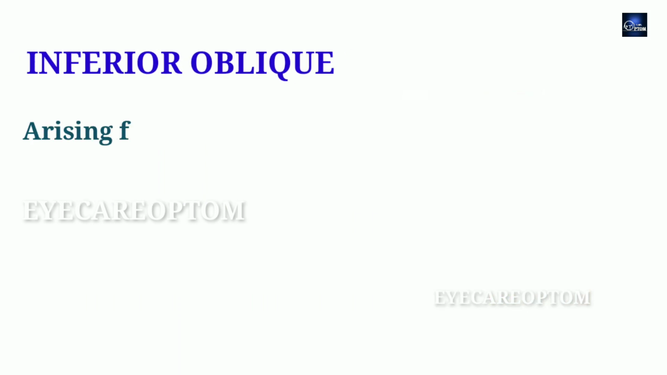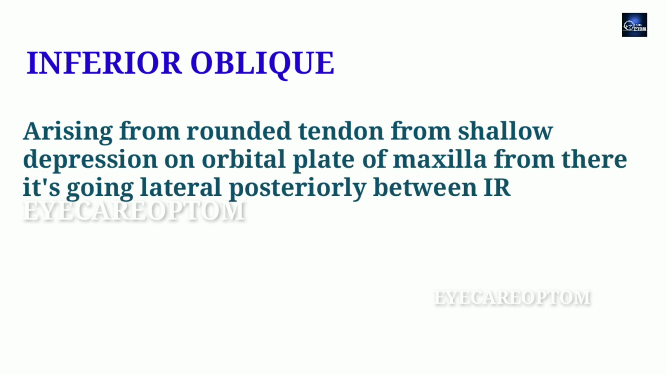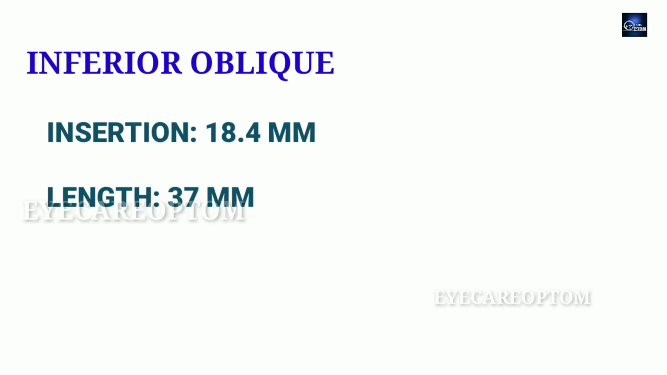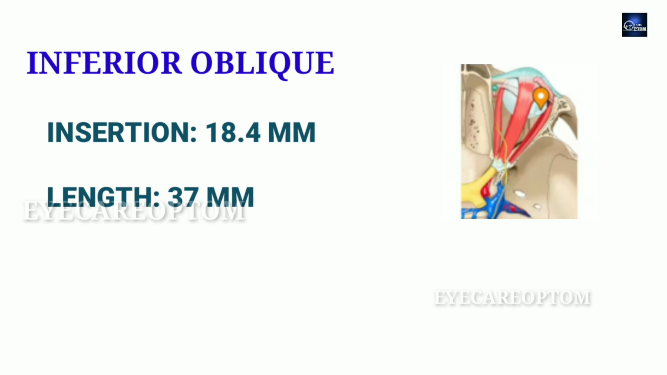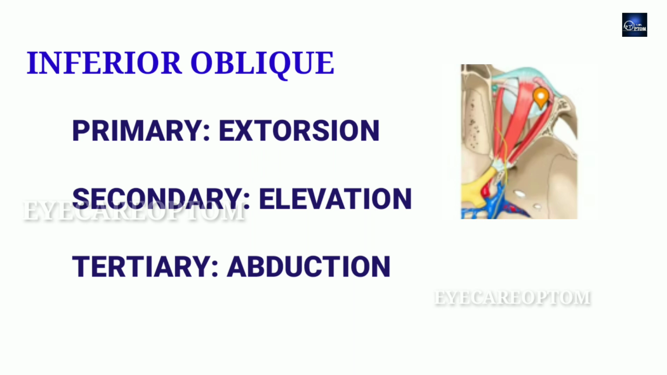The inferior oblique arises from the rounded tendon from the shallow depression on the orbital floor of the maxilla. From there it goes latero-posteriorly between the inferior rectus and orbital floor. From there it inserts into the sclera around 18.4 mm from the limbus. This is the shortest extraocular muscle. The length is 37 mm. This inferior oblique is supplied by the 3rd cranial nerve, which is the oculomotor nerve. Primary action of this inferior oblique is extorsion, the secondary action is elevation and tertiary action is abduction.